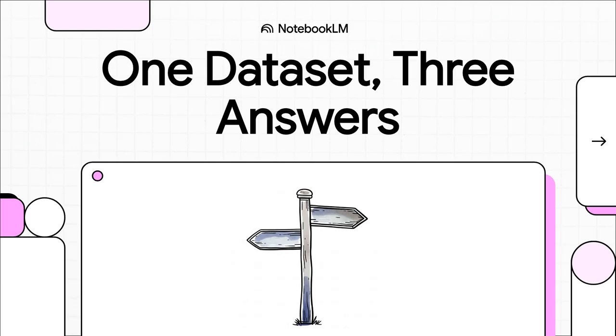All right, welcome. Today, we are going to dive into a puzzle that might just change the way you look at data forever. We're going to see how one single data set can give us three completely different but equally correct answers. So how is that even possible? Well, let's get into it.